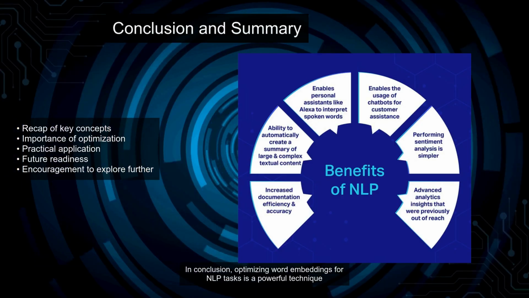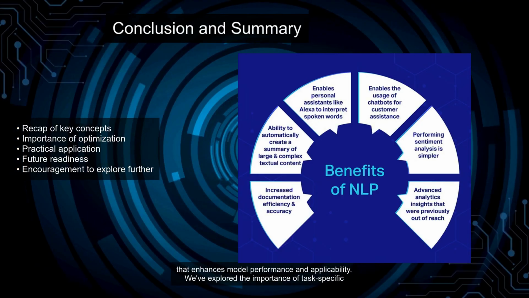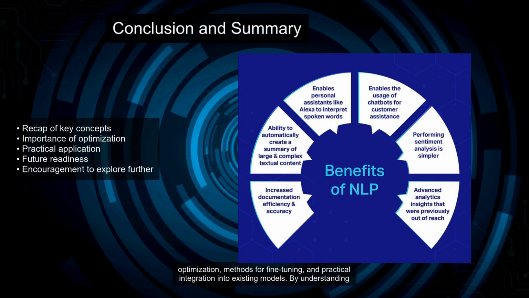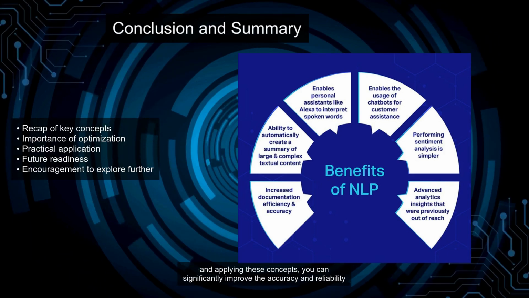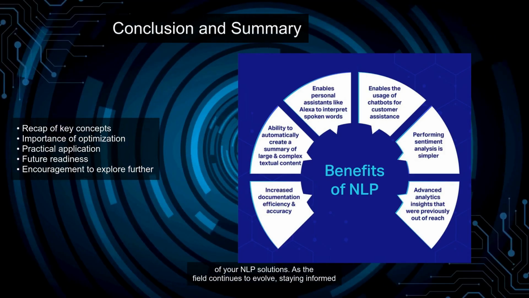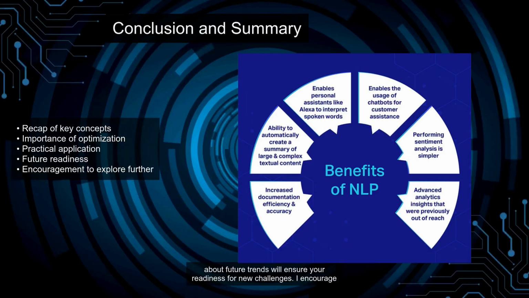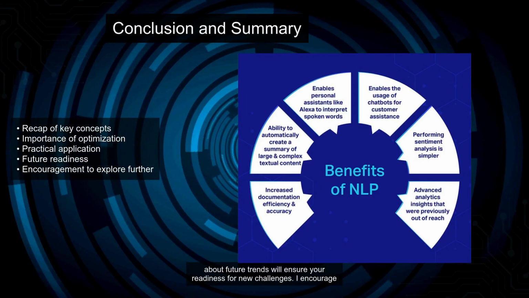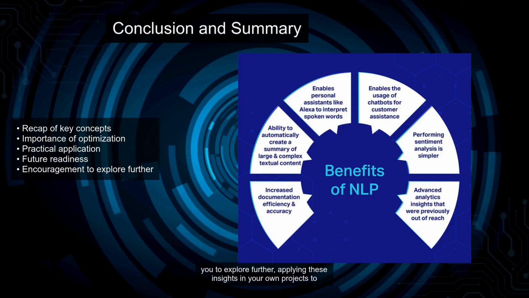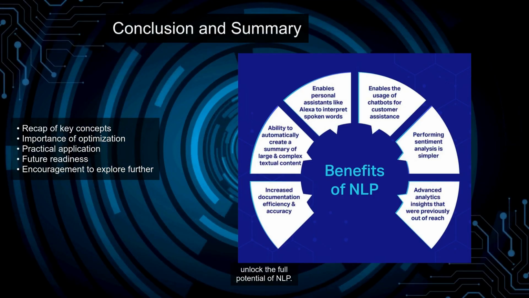In conclusion, optimizing word embeddings for NLP tasks is a powerful technique that enhances model performance and applicability. We've explored the importance of task-specific optimization, methods for fine-tuning, and practical integration into existing models. By understanding and applying these concepts, you can significantly improve the accuracy and reliability of your NLP solutions. As the field continues to evolve, staying informed about future trends will ensure your readiness for new challenges. I encourage you to explore further, applying these insights in your own projects to unlock the full potential of NLP.